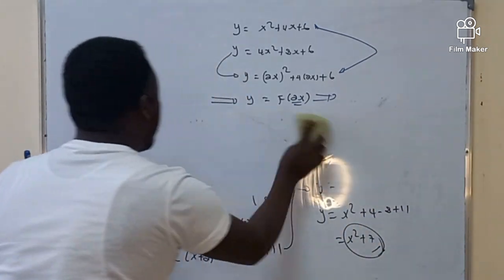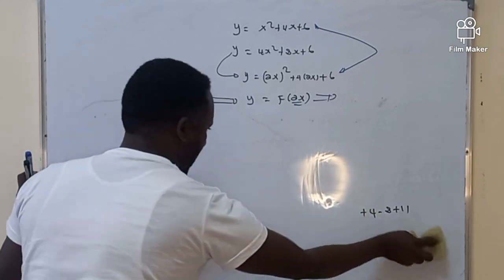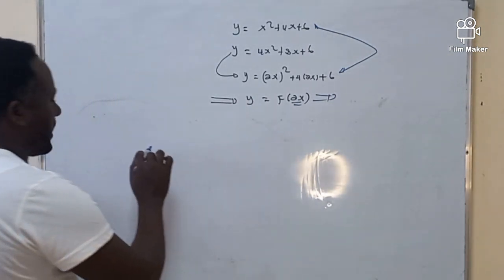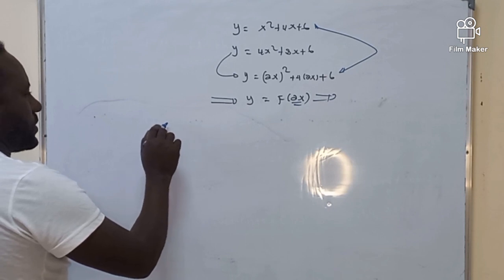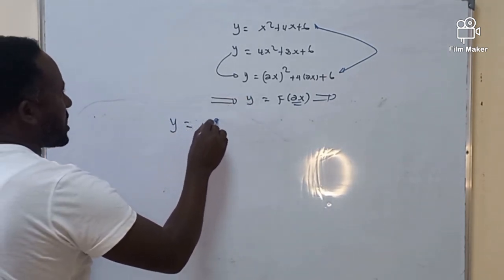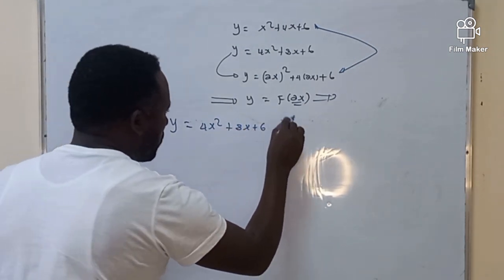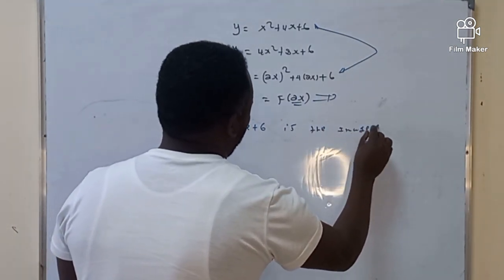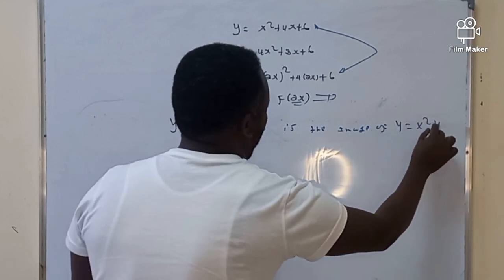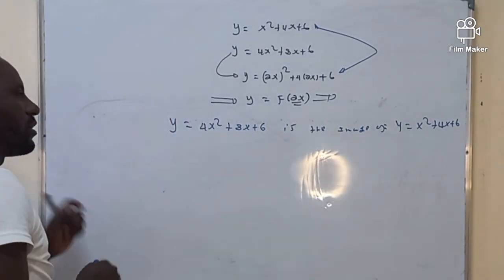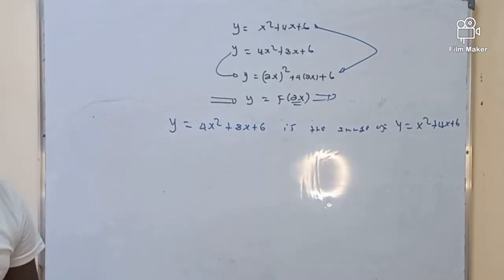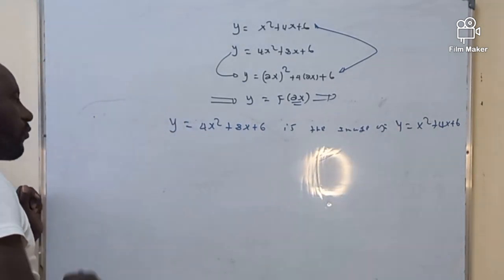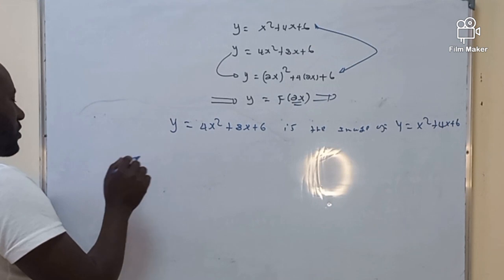Now we can directly say what kind of transformation has been used here. This relation shows that y is equal to 4x squared plus 8x plus 6. So it is simply the image of y equals x squared plus 4x plus 6. This is a transformation of this one.